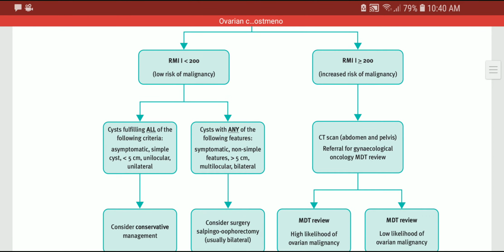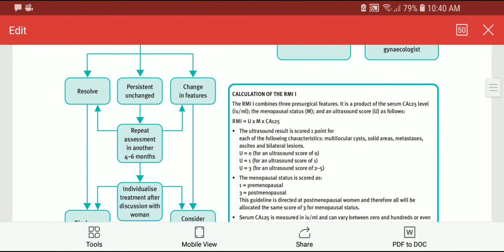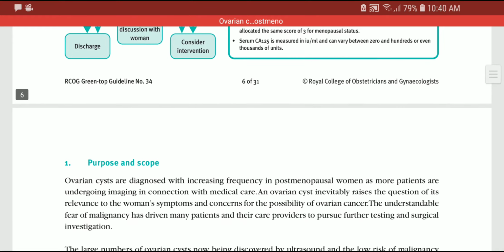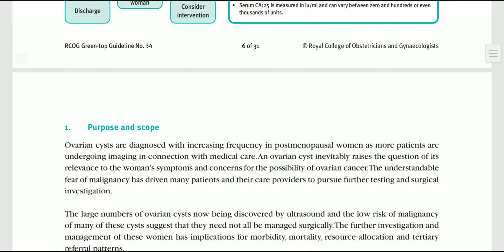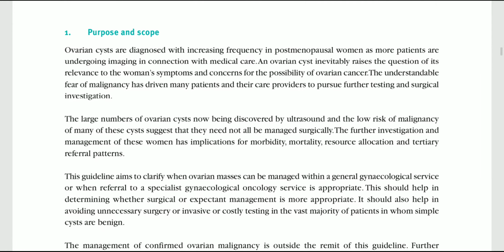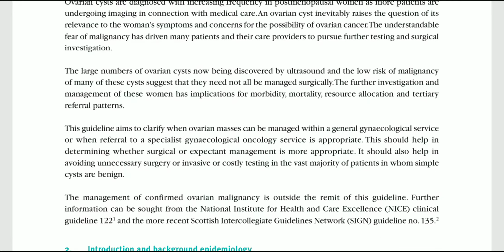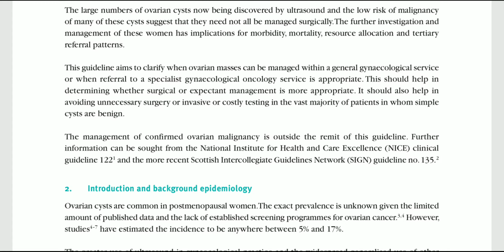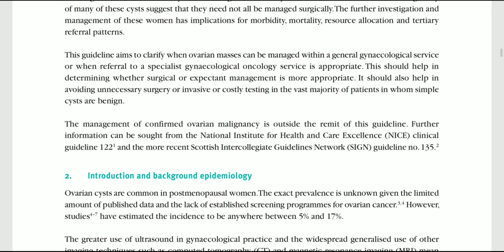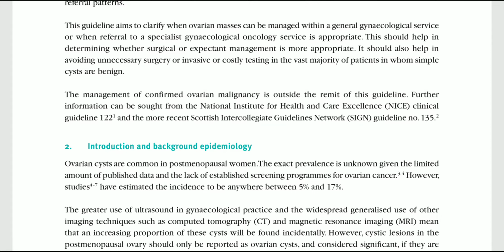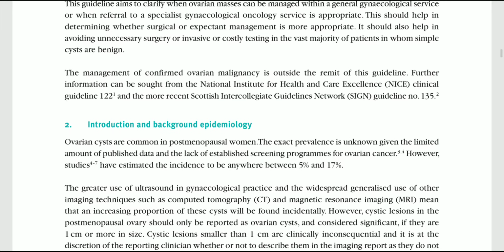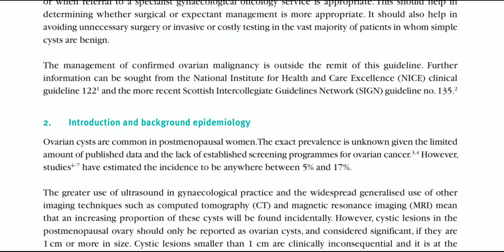Now we have to discuss what's written in this guideline. Inside of this guideline, we have to discuss a little bit. Nothing special is written in purpose and scope, but in the introduction epidemiology, in the first paragraph, the incidence of ovarian cyst in postmenopausal women is given. That ovarian cyst is common in postmenopausal women.